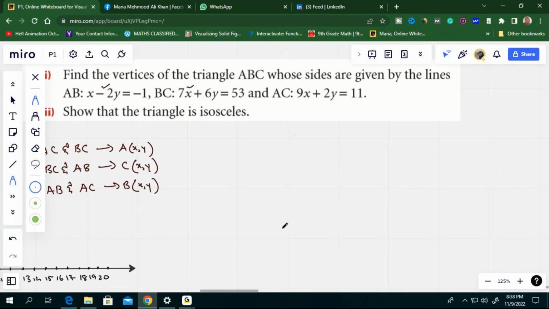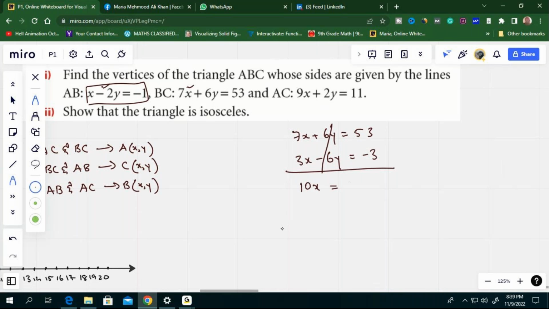And I have just decided to eliminate my y here. Okay, so 7x plus 6y equals 53. And I need to eliminate my y, so I need to multiply this equation entirely by 3 in order to make the coefficient the same. So it is 3x minus 6y equals minus 3. Then I'm going to add up these two equations, and in this way y gets eliminated. I'm having 10x equals 50. So x is coming out to be 5.